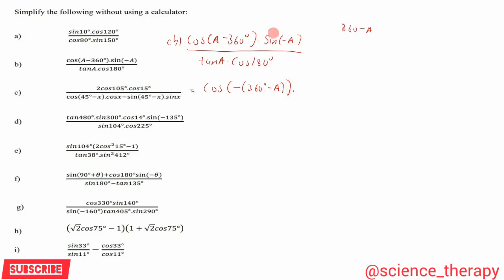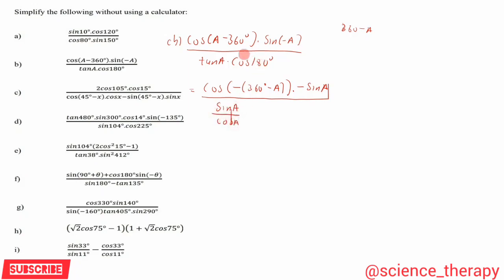Now what is sine of a negative angle? We know sine of a negative angle is equal to negative sine A. And then over, if we can just break this down from grade 11, we know that we can break tan A into sine A over cos A.